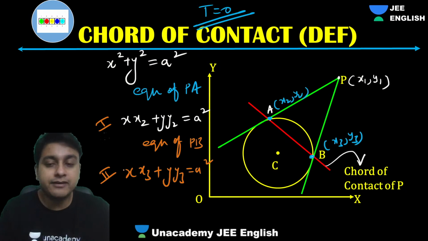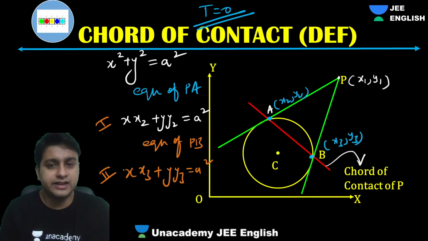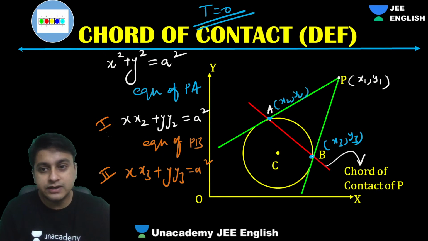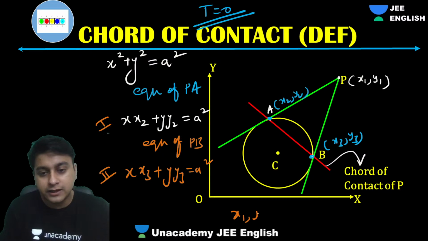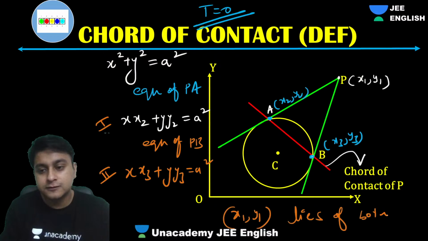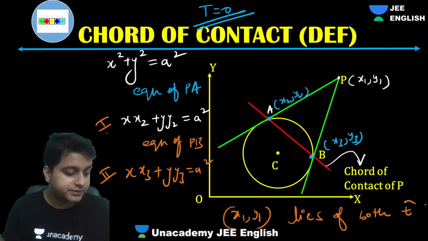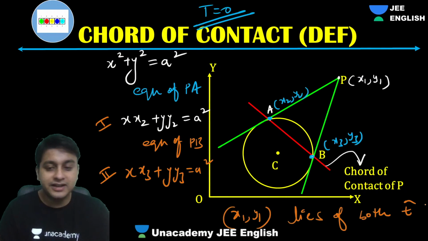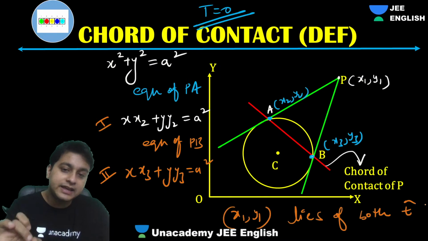Now guys, what I'm trying to say is very easy, very conceptual, and you will get to know it very easily. Can I say that this x1, y1 will be lying on both the tangents, isn't it? Can I say that x1 comma y1 lies on both tangents? Yes. Great. Please concentrate, everyone. So what I'm saying is this x1, y1 will be lying on both the tangents.